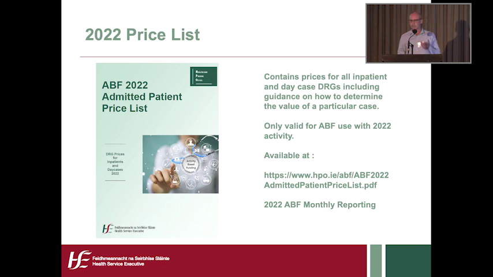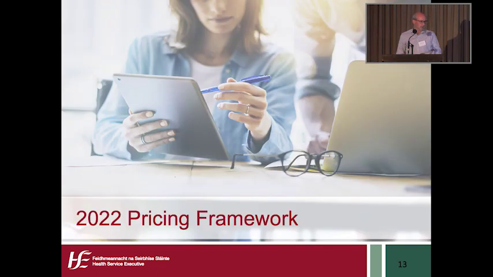So there it is. I think there are hard copies available. It's on our own website. It's also part of the ABF monthly reporting tool. The full price list is in there as well. So, the 2022 pricing framework.